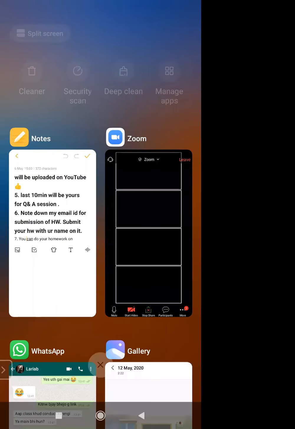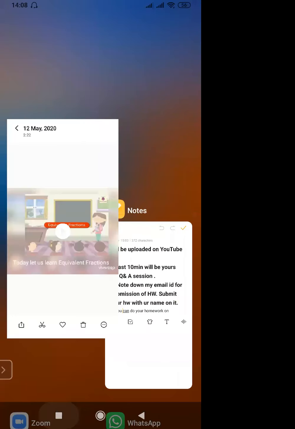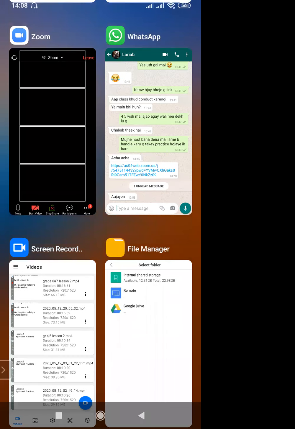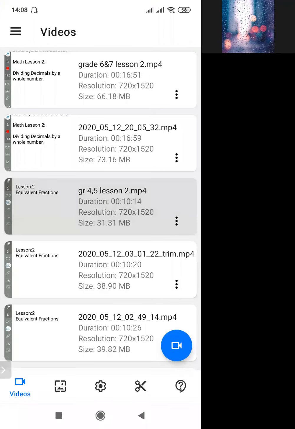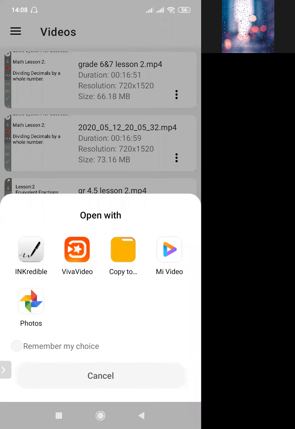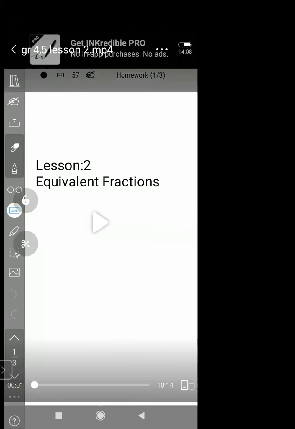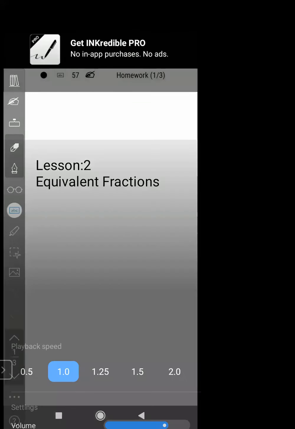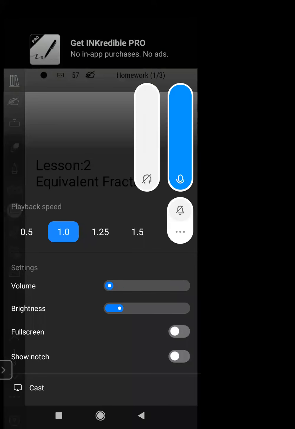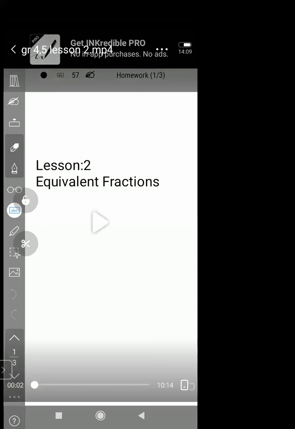We are going to learn today about equivalent fractions. Here I'm going to start. It's again going to be easy for you, because you have already done fractions and equivalent fractions too, right? But since you all need to review all the topics, that's why we are doing it.